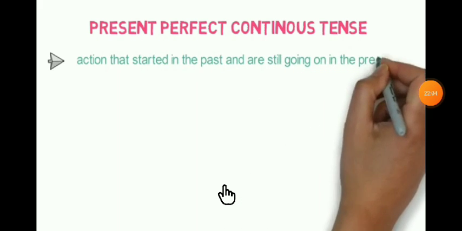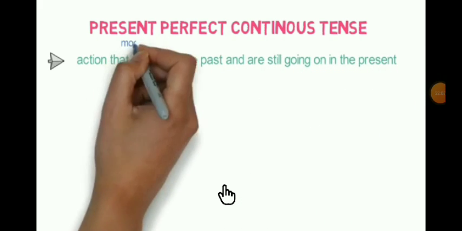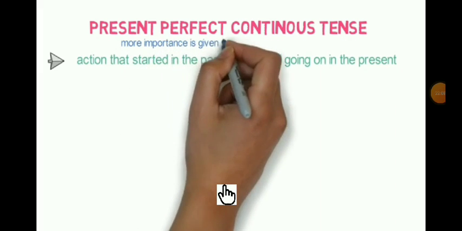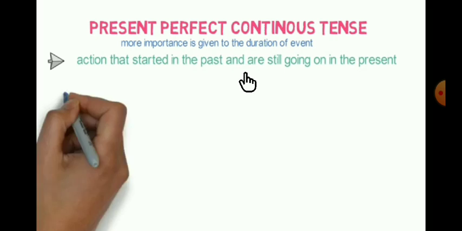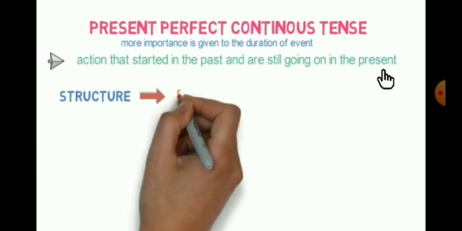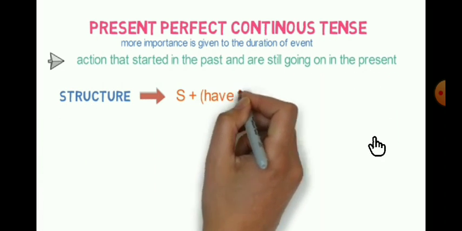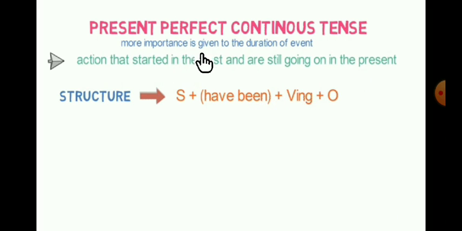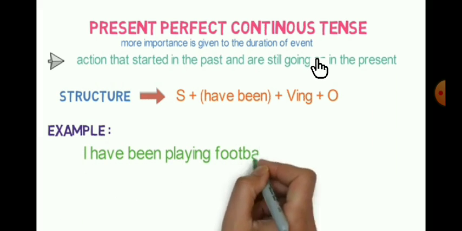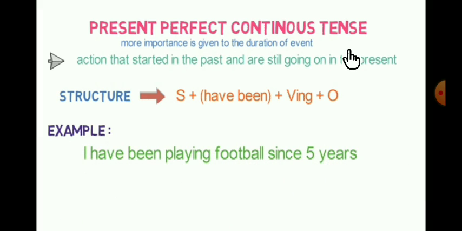Now let's begin with the present perfect continuous tense. What is it? Here we have a definition. An action that started in the past and is still going on in the present is called present perfect continuous tense. Here we have a statement: more importance is given to the duration of the event. So in the present perfect continuous tense, what you're doing is given more importance.